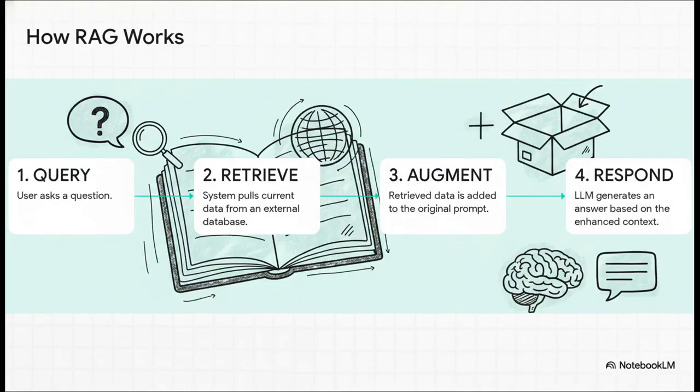So here's how it works. When you ask a question, a RAG system doesn't just send it to the LLM. First, it goes out and searches an external, up-to-date knowledge base. It finds the most relevant information, it adds that fresh data to your original prompt as extra context, and then it sends that whole augmented prompt to the LLM. The result is an answer that's grounded in current, verifiable facts, which massively, massively reduces hallucinations.